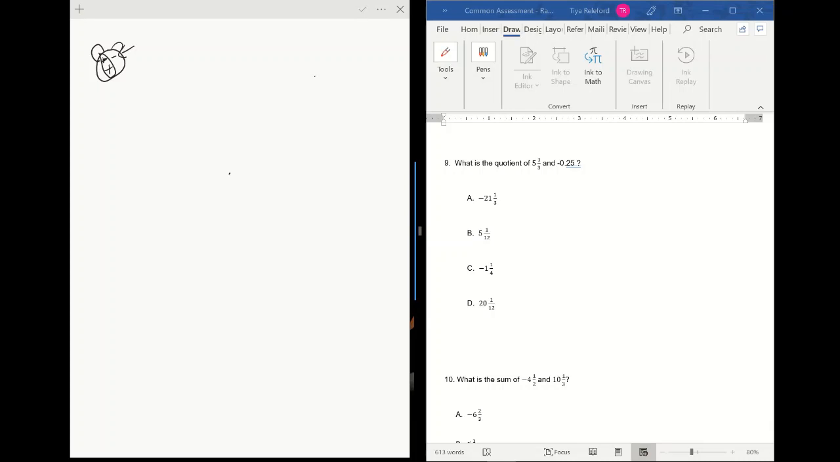You have 5 1/3 divided by 0.25. Now I know I cannot turn 1/3 into a decimal. Just doesn't work very well. I can estimate if I wanted to. And that my first number or my first digit is 2. And honest to goodness, that would be enough for me to figure out what my correct answer is, because I know it's negative and I know the first 2 digits are 21.